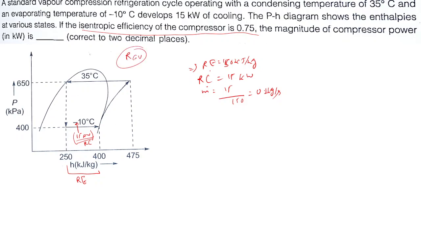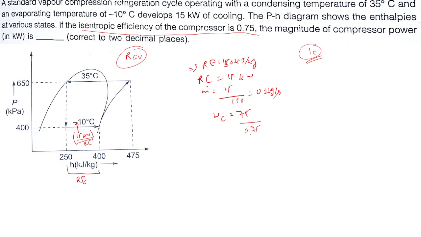Sir, is the answer 10? Yes, 10 is this. That's fine. So here this part shows the compressor work. How much compressor work will come from here? 475 minus 400 would be 75. And the efficiency is given as 0.75.